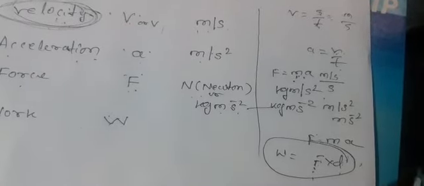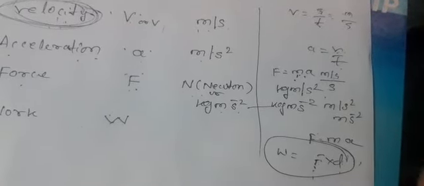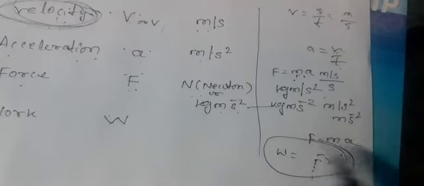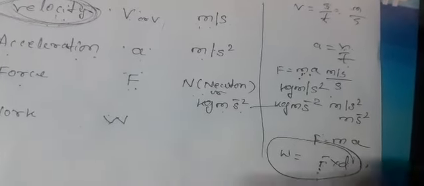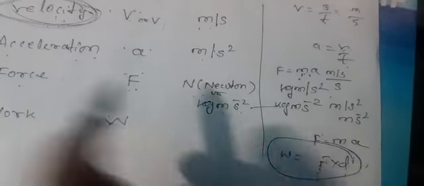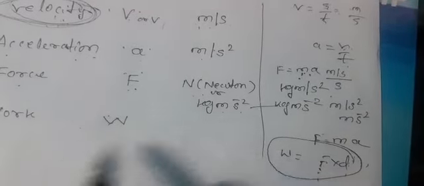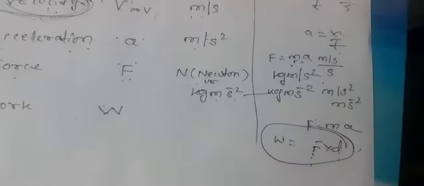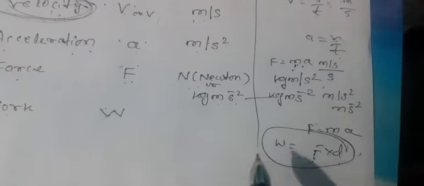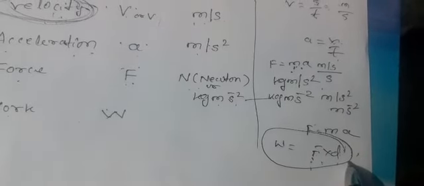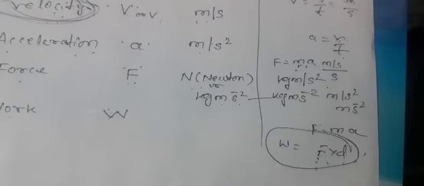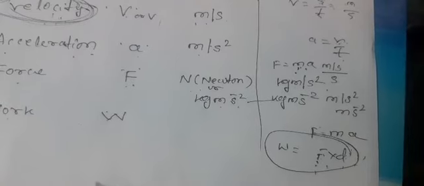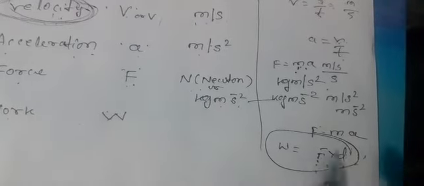There are two types of work done, positive and negative, which is a higher education concept. In this concept, work done is defined as the product of force into displacement. An example is the pushing of a door. That is called work done.